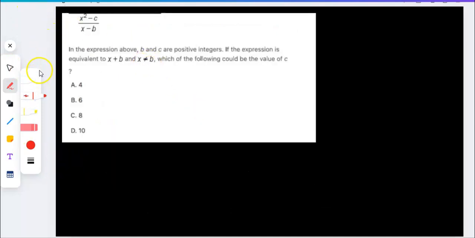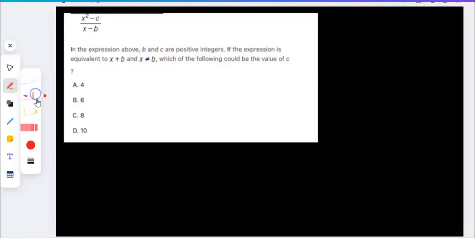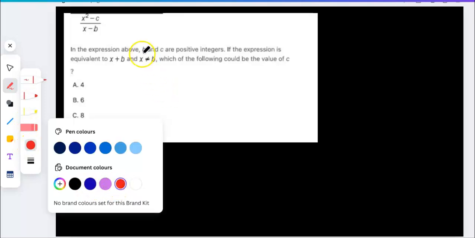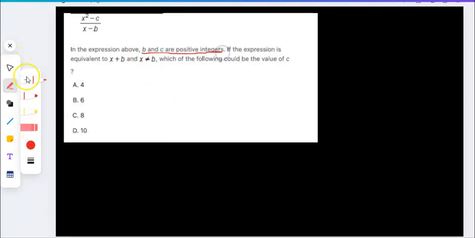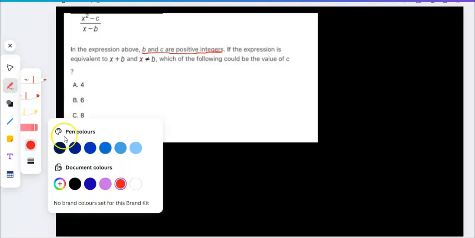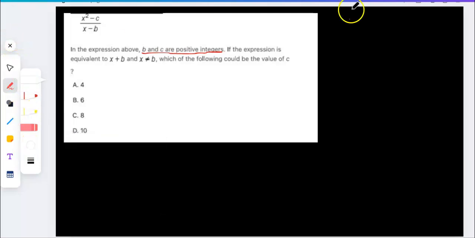This is going to be our fourth question, and it is an interesting one. x square minus c over x minus b is given as equivalent to x plus b. Also keep in mind that b and c are positive integers. So it's given that (x square minus c) over (x minus b) is equal to x plus b, and x is not equal to b.